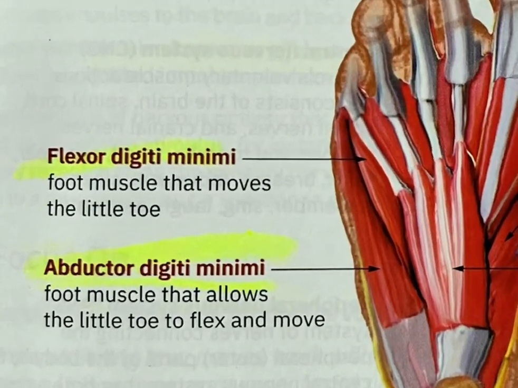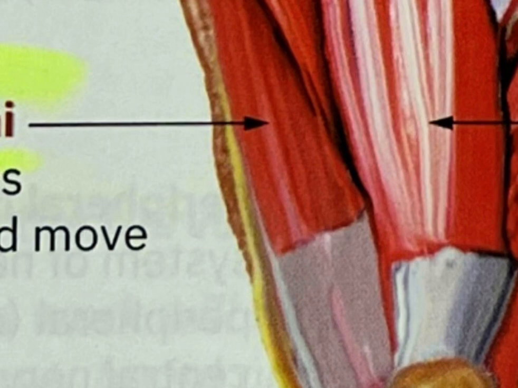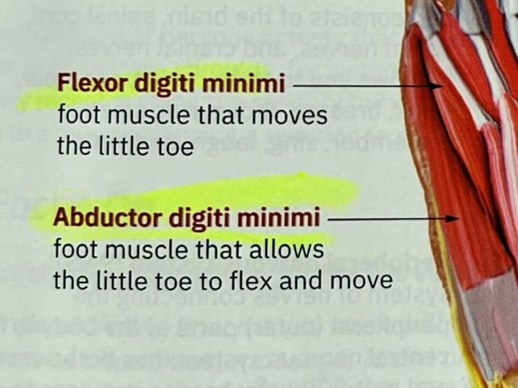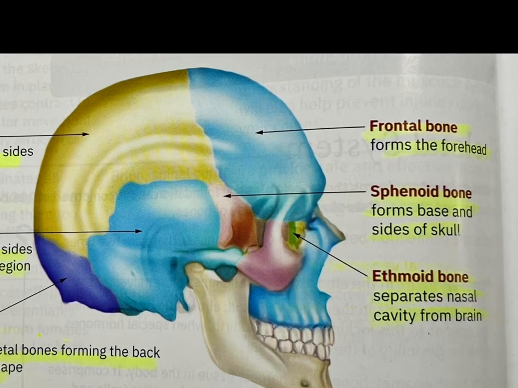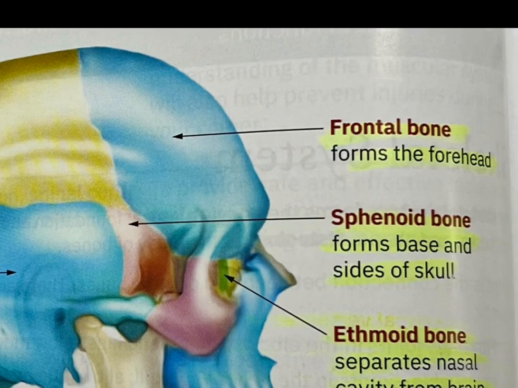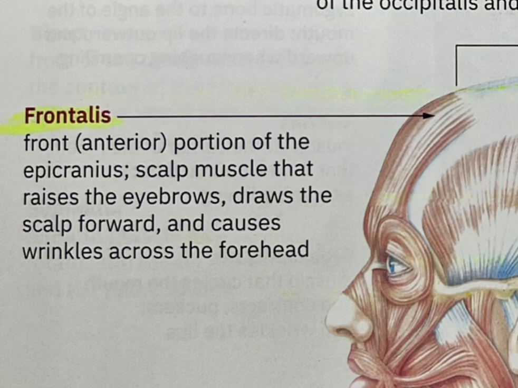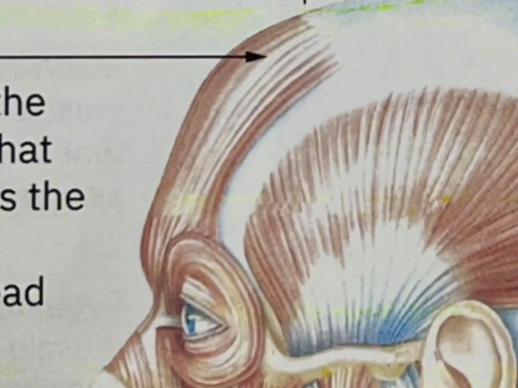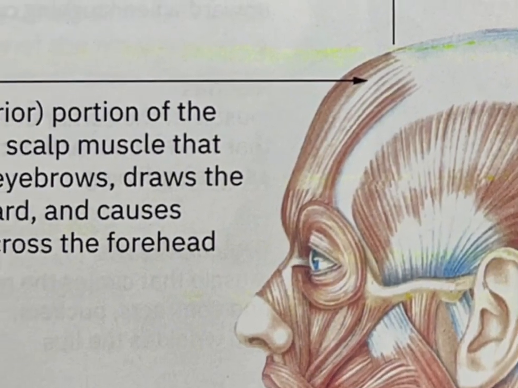Flexor digiti minimi, foot muscle that moves the little toe. Flexor digitorum brevis, foot muscle that flexes the toes and helps maintain balance while walking and standing. Frontal bone, bone that forms the forehead. Frontalis, front or anterior portion of the epicranius, scalp muscle that raises the eyebrows, draws the scalp forward, and causes wrinkles across the forehead.